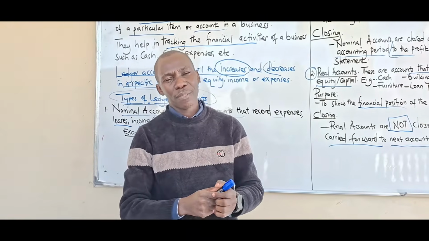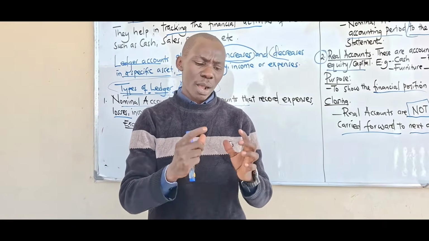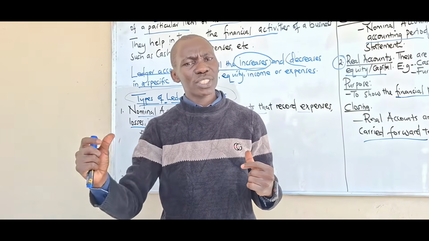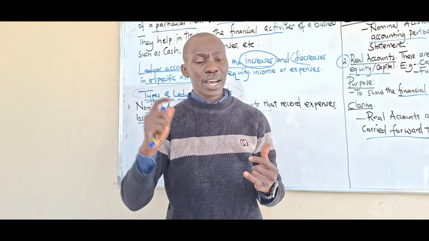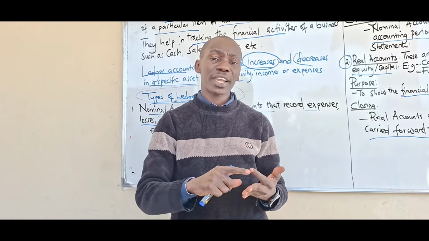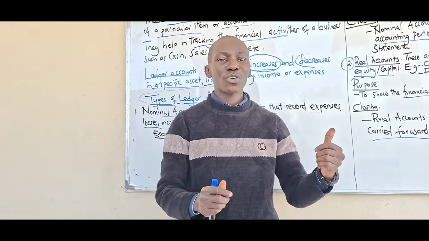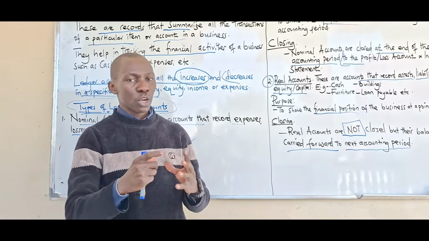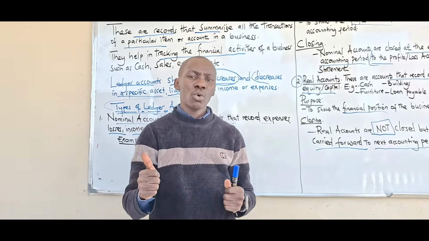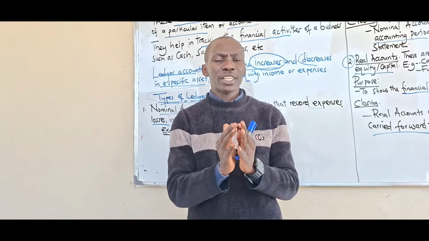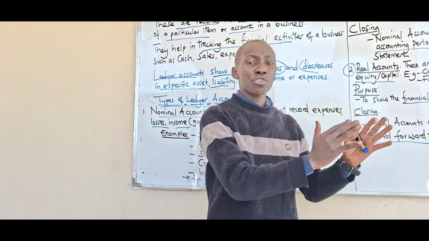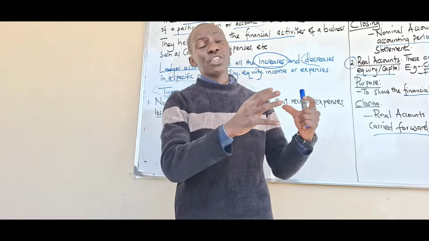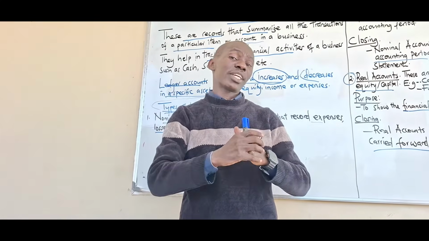Don't make a mistake. We need to understand this very well. You need to understand the nominal account and the real account. The nominal account is responsible for recording expenses, income, gains and losses. Don't forget, the real account is responsible for accounting equation items, that is assets, liabilities, and owners' equity. Nominal accounts we close at the end of the trading period, and their balances are recorded in profit or loss. We don't carry them to the next accounting period. But for real accounts, their balances are carried forward to the next accounting period.